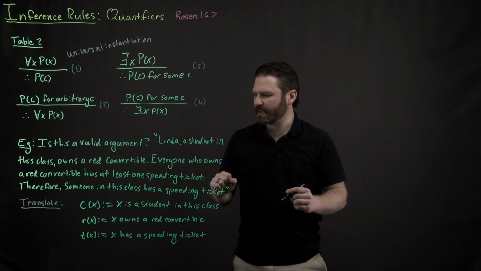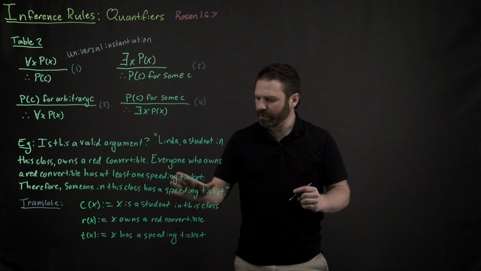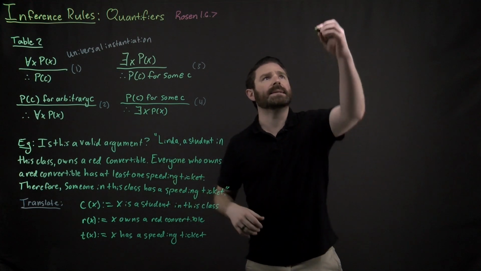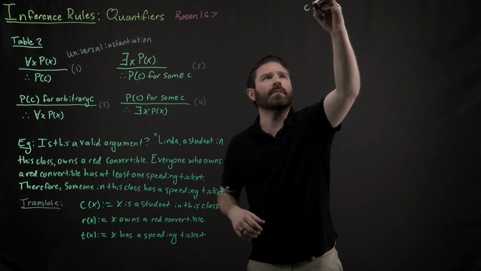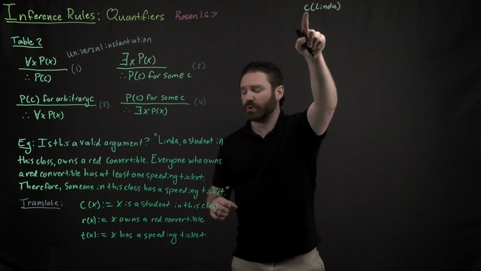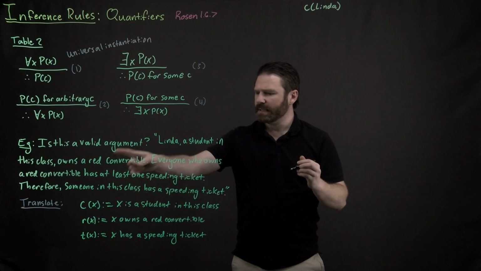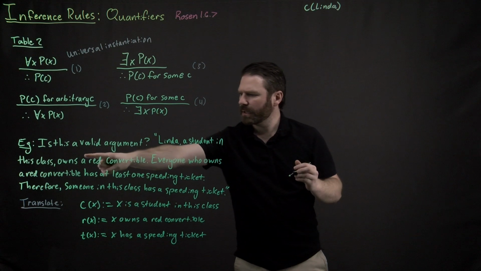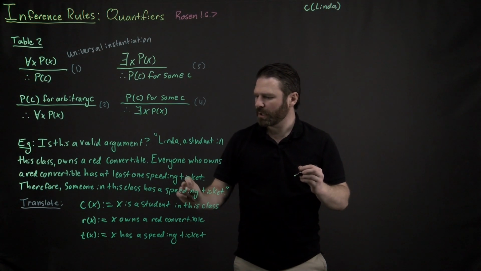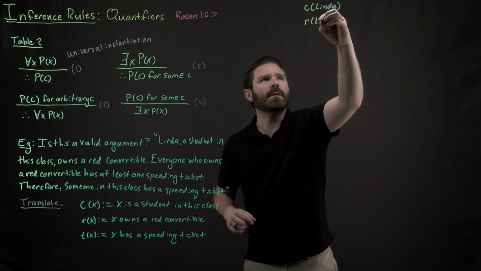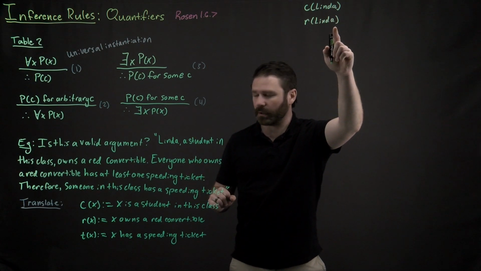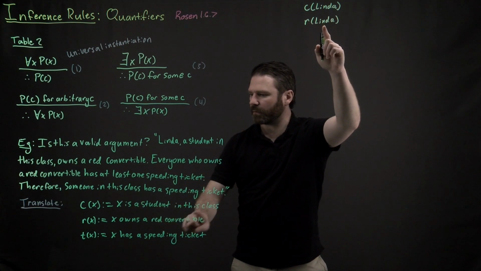Linda, a student in this class. Great. So I know that Linda is a student in this class, so this particular argument has as a hypothesis C of Linda. Linda is a student in this class. Next, I have that she also owns a red convertible. So Linda owns a red convertible. That means R of Linda is another hypothesis for this argument.